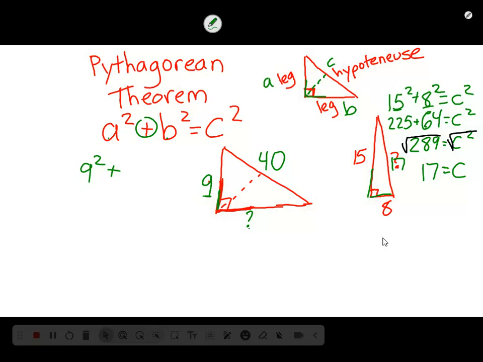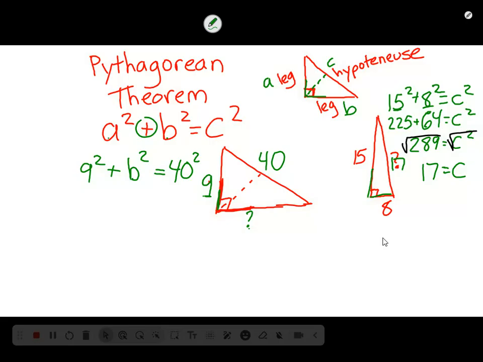No. So b squared is what I want to find. What does that equal? C squared. And what is my c squared? 40 squared. So I'm filling in the parts that I do know, right? I know my a and I know my c, so I fill that in. I'm trying to find the b. So the first thing I do is fill in what I know. Second thing is I do my squaring.